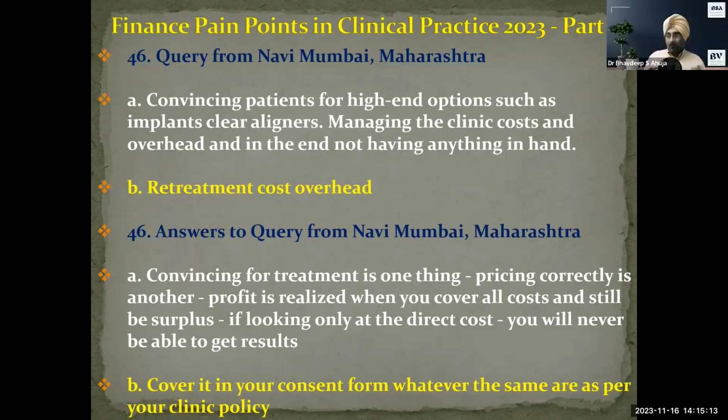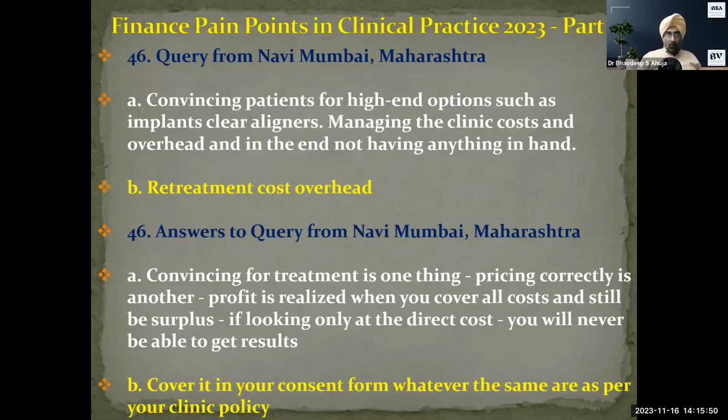We are choosing it for our own convenience to attribute the failures of our own to something else. If we lack in certain skills, we blame the competition. If we are not charging optimally, we blame someone charging even lower than us. There are multiple ways. So we have also become C or convenient in giving reasons or excuses. So retreatment, whatever charges are, cover it in your consent form. I hope that answers your query.